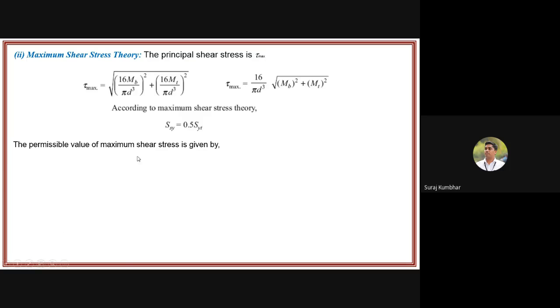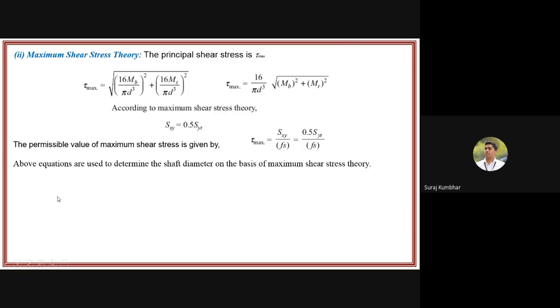So the permissible value of maximum shear stress is given by tau max equal to the yield strength in shear divided by the factor of safety, which is equal to 0.5 times the yield strength in tension divided by the factor of safety. That relation you have to use while solving the problem. So the above equations are used to determine the shaft diameter on the basis of maximum shear stress theory.